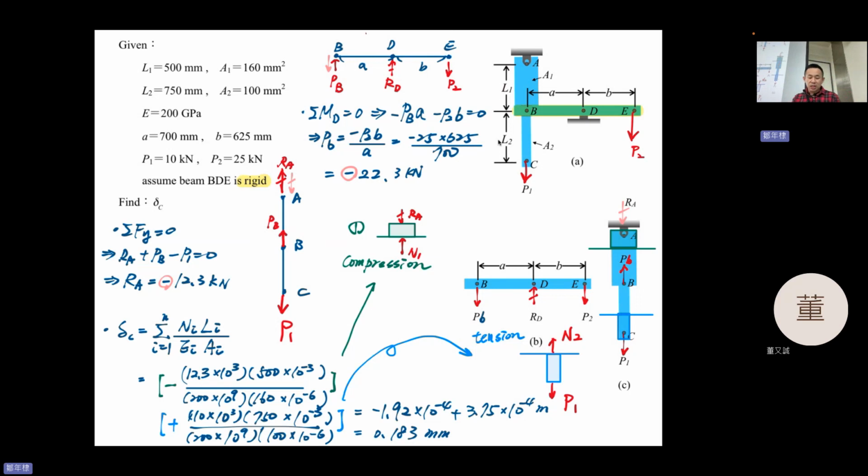So this is the first example, and the next one will be related to the integration.